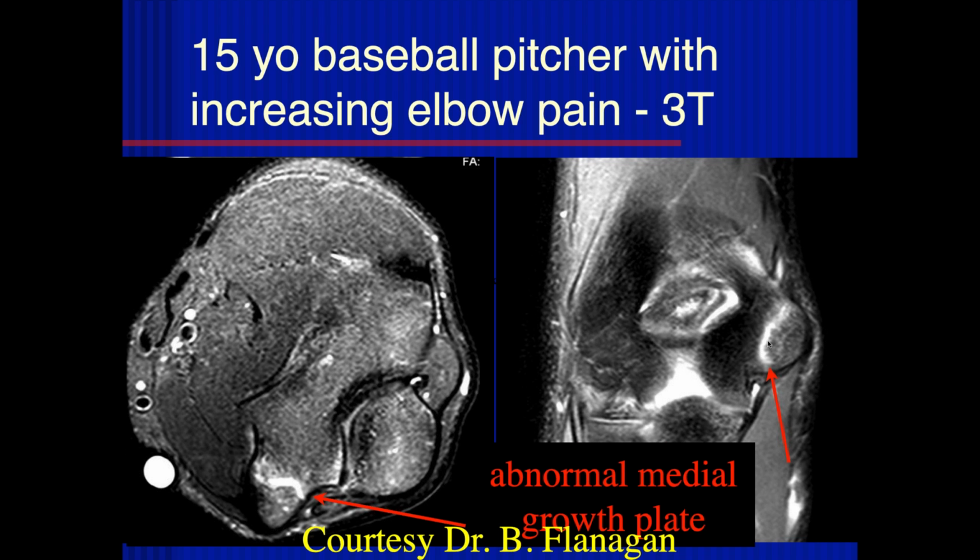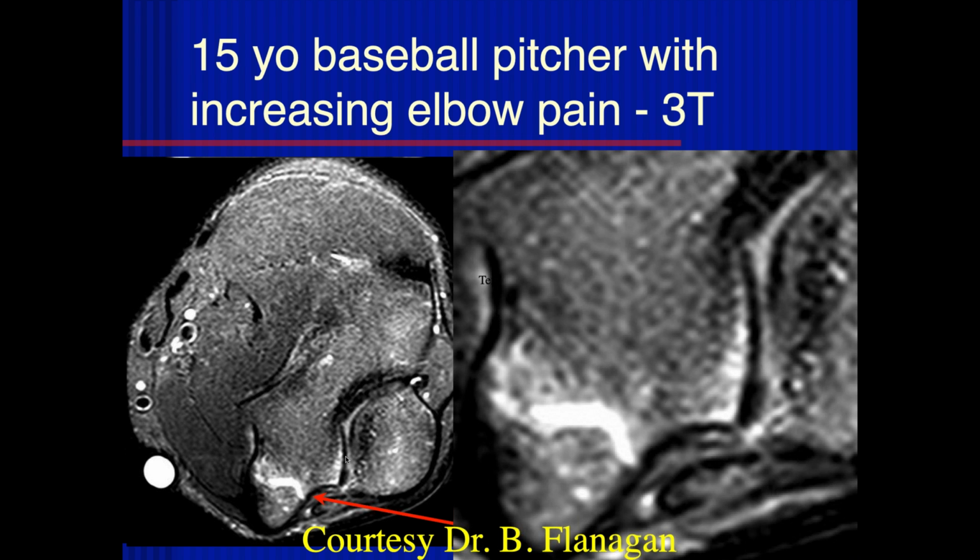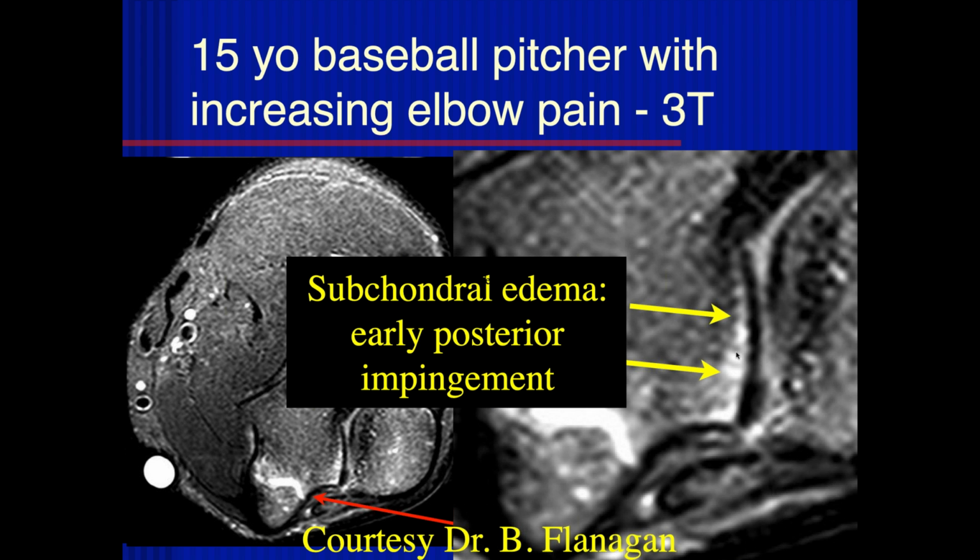And if you look closely also in this area, we blow that up, this is actually abnormal increased signal intensity within the growth plate. This would be more cartilage, and this is more fluid signal intensity, just as you said. And then here, this is subchondral edema on the posterior medial aspect of the humerus, and that's where you get changes from posterior impingement.